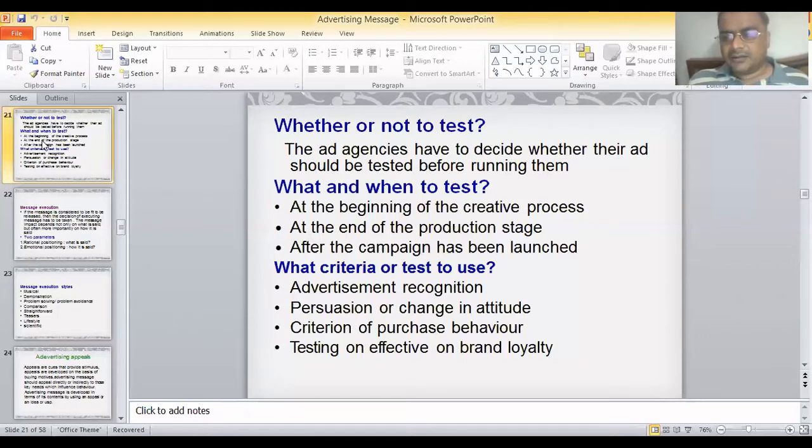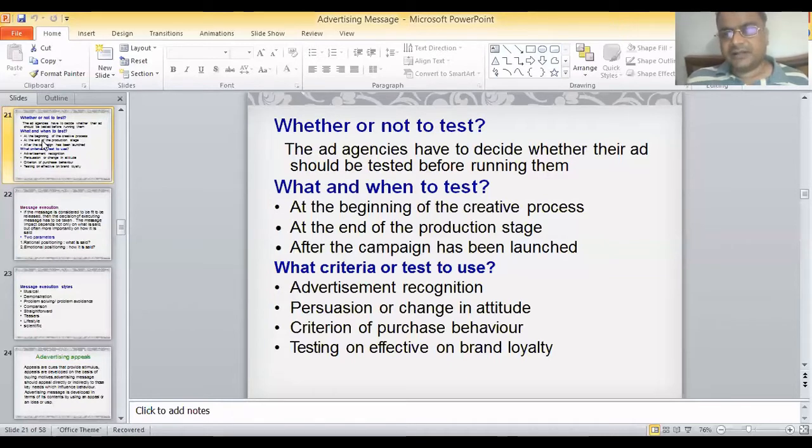Second, in the pre-test is the opinion test. Here, what we do is ask for the opinion of the consumer. A jury sits, or even a focus group sits, and we ask them to rate the advertisement on parameters like headlines, slogans, illustrations, and all these things.